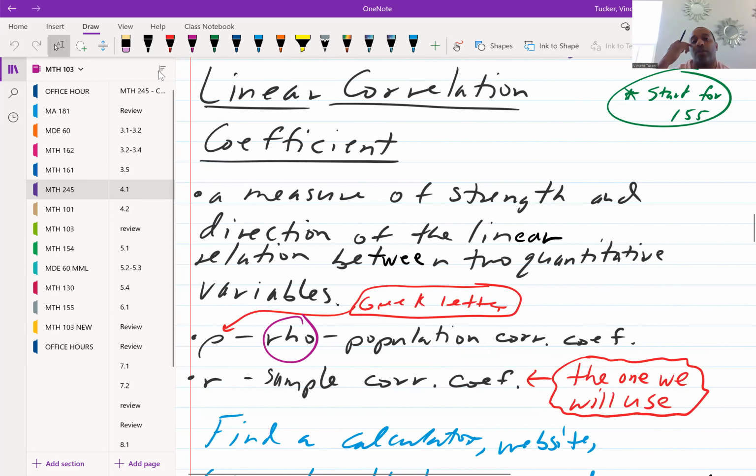So we start here with the linear correlation coefficient. The correlation coefficient is the way we measure strength and direction of the linear relation between two quantitative variables. Remember before when we talked about notation, you can have notation for population and then different notation for your sample. So the population correlation coefficient is the Greek letter rho, which looks kind of like a P, like the Philadelphia Phillies P, but that's Greek letter rho. And then lowercase r is the sample correlation coefficient, which is the one we will be using.